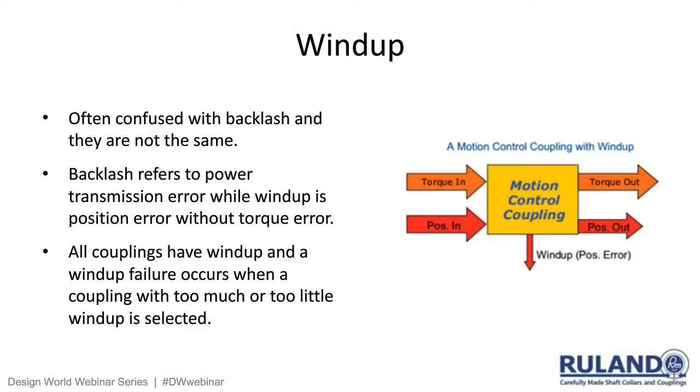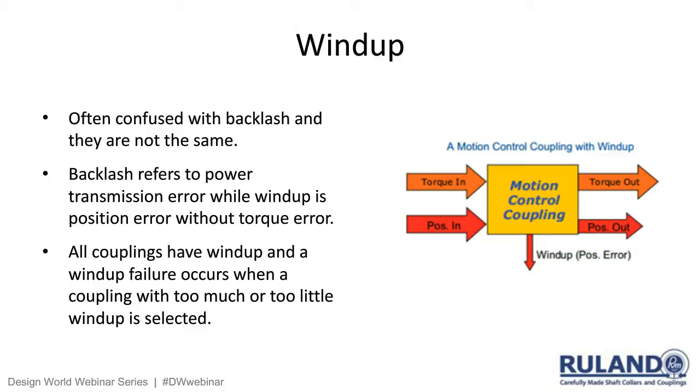So backlash is actual clearance in the coupling itself, where there's space between the spider and the jaws. In a jaw-type coupling, for example, there's actually clearance there, which is error. Ruland only makes zero backlash couplings, but some couplings do have wind-up or cushioning, if you will.